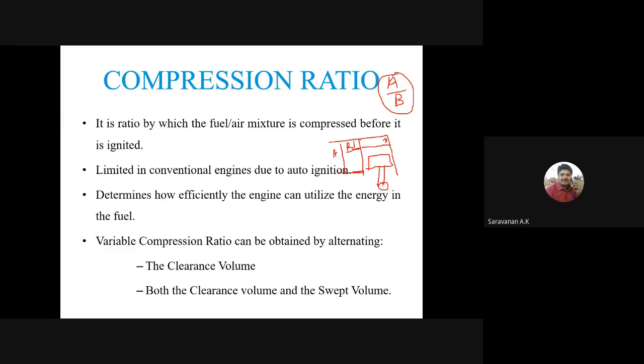So how can we change the compression ratio? If the A value increases, what will happen? The compression ratio will increase. If the B value increases, what will happen? The compression ratio will be reduced, right?